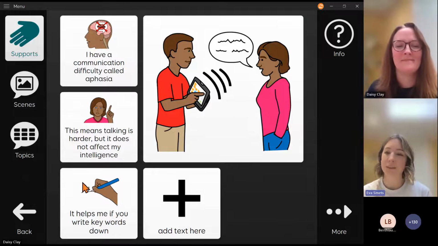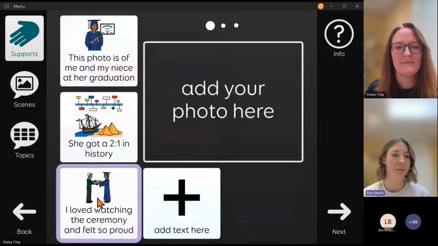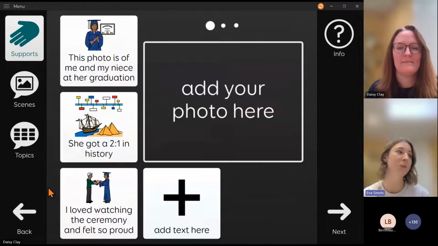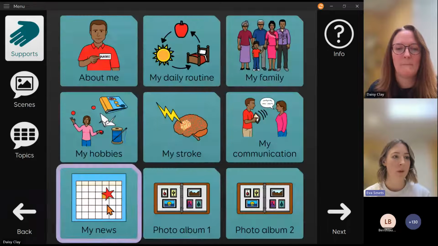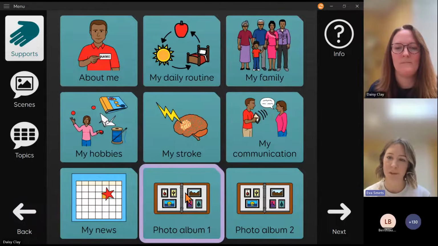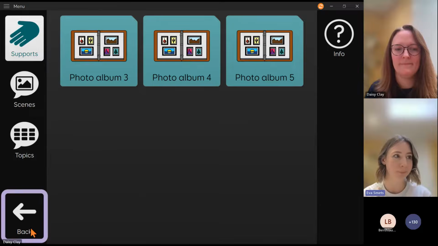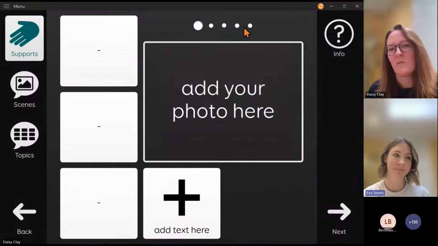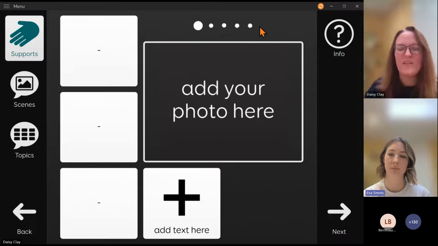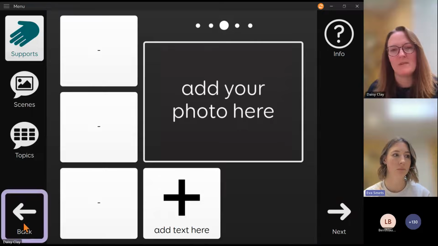And then there's also a section you can personalise about news events. My news. That can be really motivating for lots of people to share what they've been up to. And we also have space for several photo albums, again, to support communication and engagement. Photo album 1. And one thing you'll see as well is with these dots, we've got progress indicators, so you can see where you are within each photo album as you're moving along. So lots of supports for navigation.